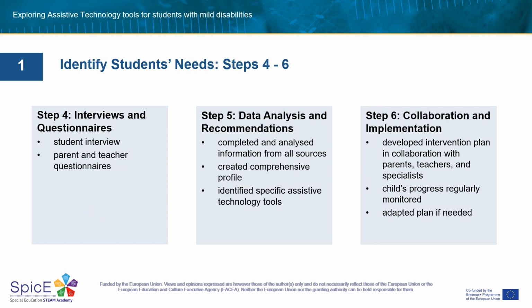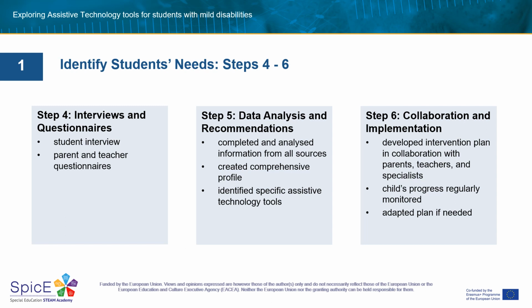Step 4. Interviews and questionnaires. The first type of interview is the student interview. It should be conducted in a child-friendly manner with the aim to understand their perspectives on learning, challenges they face, and any preferred learning styles. The second type is the parent and teacher questionnaires that are utilized to gather information about the child's behavior, social-emotional well-being, and specific learning needs observed at home and school.